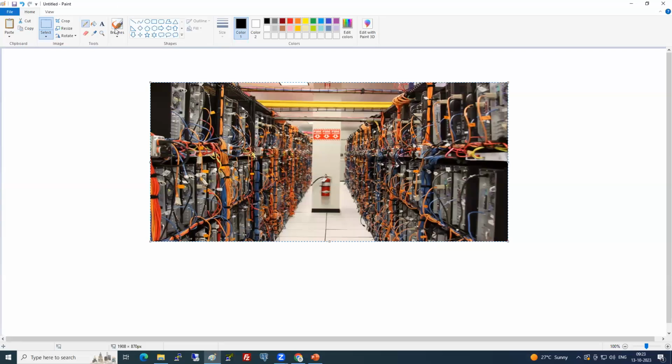Okay. You see CPUs, wires, fire extinguisher. Okay, fire extinguisher. No problem, I expected that. Next, racks. Racks, right? Pillar. Oh, yeah, yeah. Okay, thank God you haven't said floor.